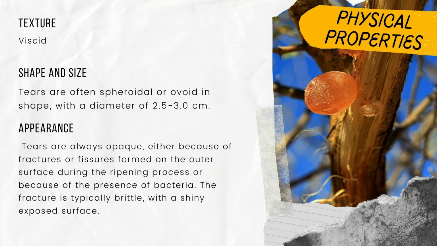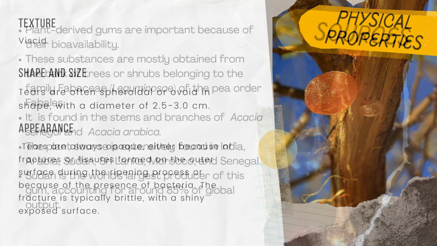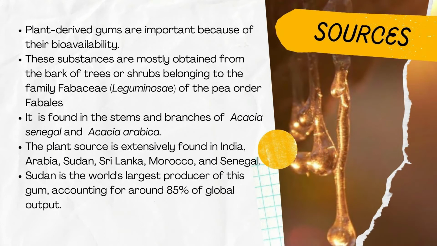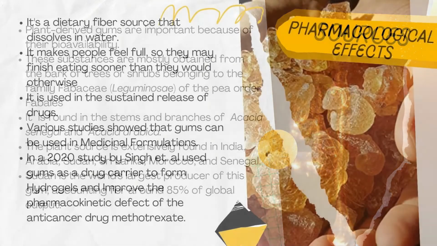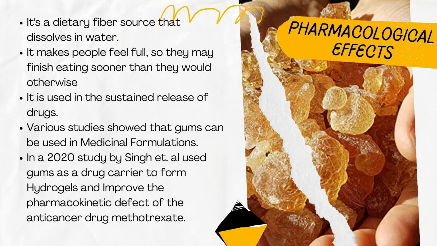The tears are opaque because of the brittle fractures or fissures formed during the ripening process or because of bacteria. It also has a shiny exposed surface. These gums are mostly obtained from the bark, stems, or branches of trees and shrubs belonging to the family Fabaceae or Leguminosae. Examples of trees that contain gums are Acacia senegal and Acacia arabica. The largest producer of gums is Sudan, but it can also be found in countries such as India, Arabia, Sri Lanka, Morocco, and Senegal. Gums are used as a dietary fiber source, and it is also used by people who are on a diet.